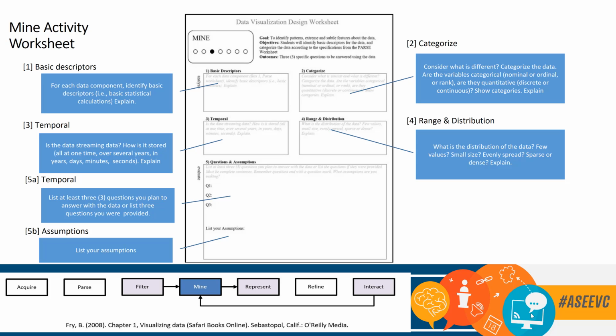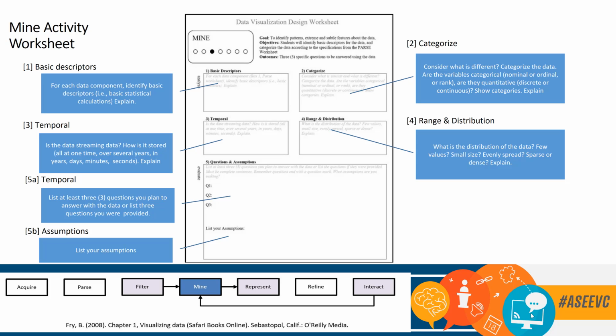The third worksheet is the mine activity worksheet. The mine stage involves mathematics, statistics, data wrangling, pre-processing, and performing statistical calculations. Most of the time, this step will be far more complicated than a pair of simple math operations. The goal of the mine stage is to identify patterns, extreme and subtle features about the data.